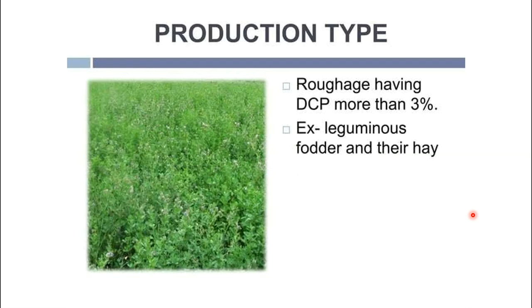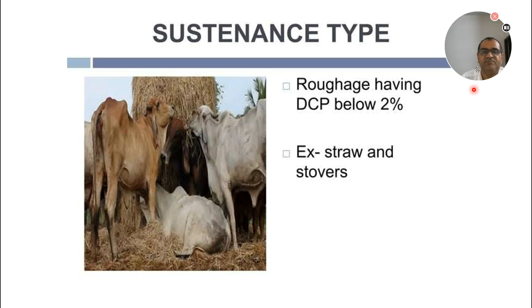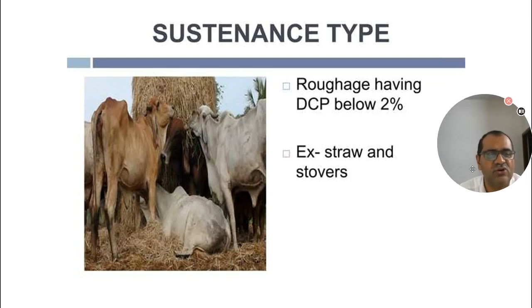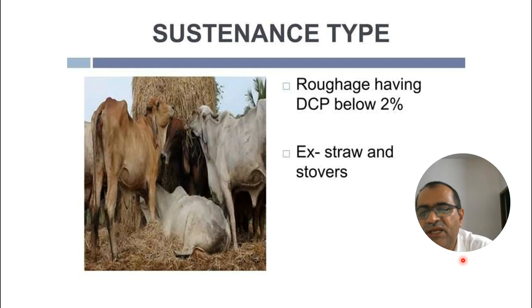So then another thing is the production type. The roughage having higher DCP, for example the lucerne and green grass or many other grasses, have DCP more than 3%. An example is the leguminous fodders like lucerne, berseem, and many more. Whereas another is the sustenance type, the ration which needs to be given to the cattle whenever there is a drought. This is also known as roughage having DCP below 2%, which is okay.